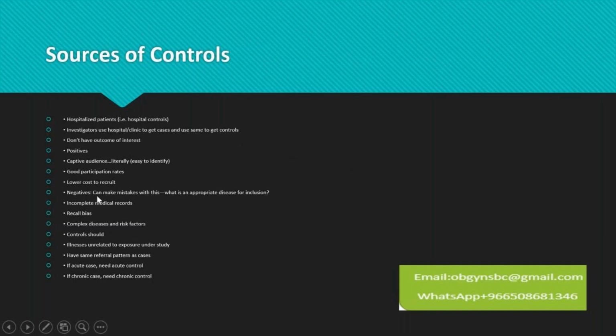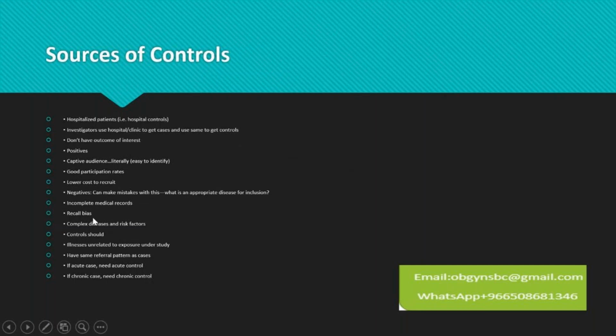That one can make mistakes with this, like deciding what is an appropriate disease for inclusion. That is one thing. Then a continuous problem seen by many people would be incomplete medical records.